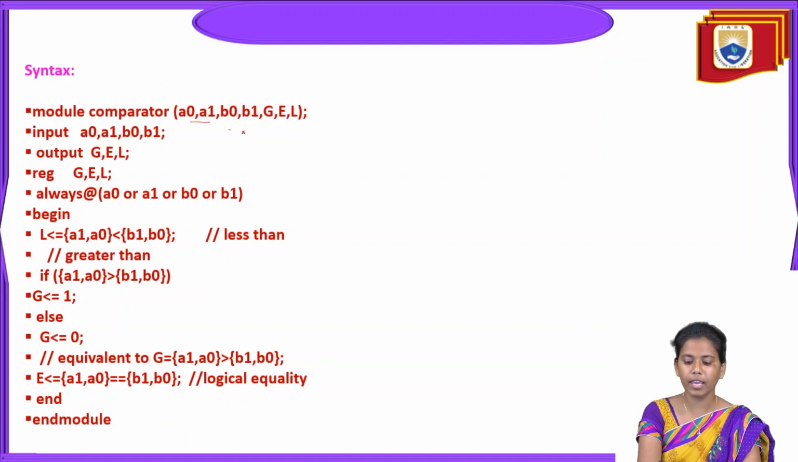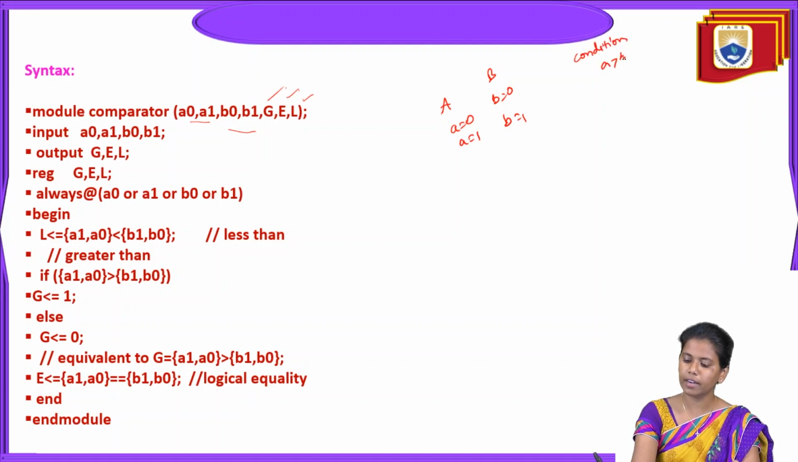And here we have A, B as inputs and greater than, equals to and less than as outputs. Inputs are A and B, right? So A is supposed to be A0 and A1, and B is supposed to be B0 and B1. And here the conditions go like this: A greater than B, A less than B, and A equals to B. So we have declared input, output, and registers for greater than, less than, or equals to, right?